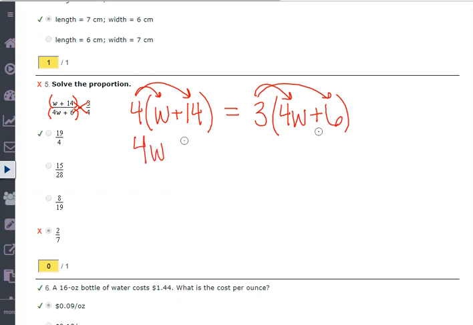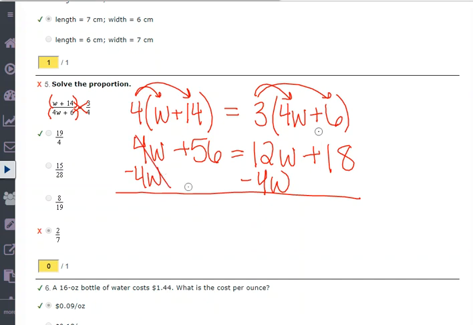4W plus 56 equals 12W plus 18. We want to get our W's on the same side first, so we're going to subtract 4W to the other side. So then that leaves us 56 equals 8W plus 18. Now we're going to subtract 18 to the other side.